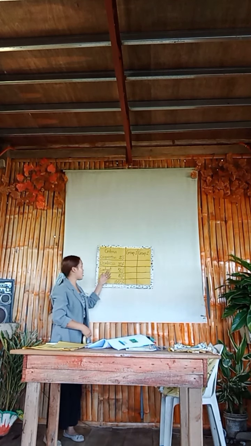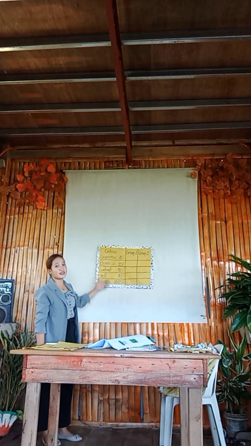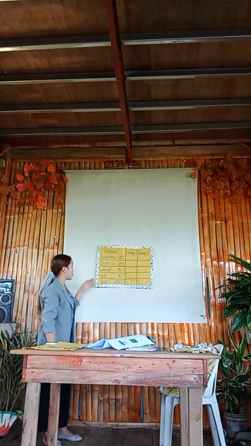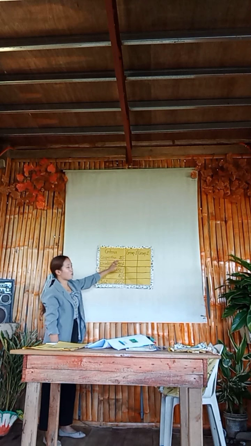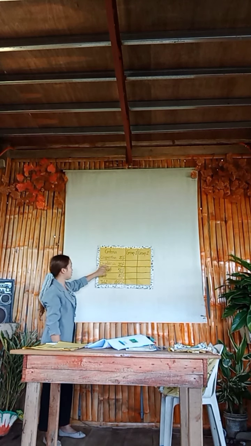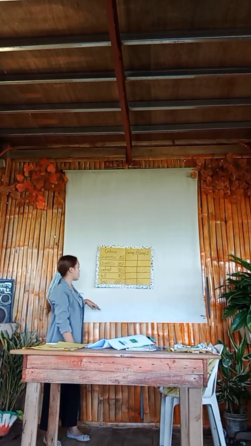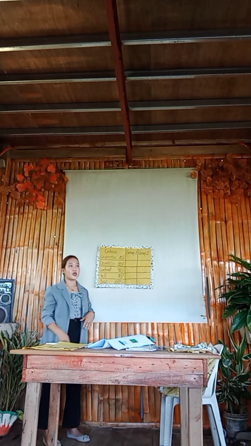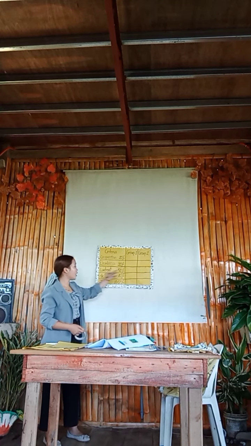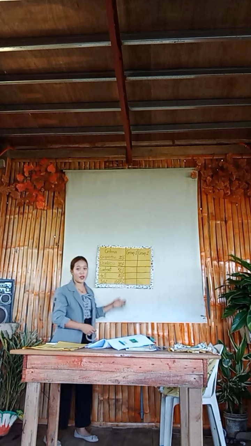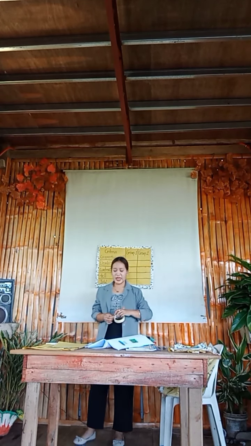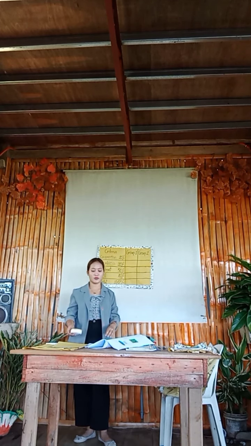And class, I see here, there is the criteria. Criteria: cooperation with 20%, cleanliness 20%, content 50%, and we have a yell before you present your output with 10%, for a total of 100%. Class, I will give you 3 minutes to do your output and 2 minutes to present your yell and your output. Is everything clear? Okay, good.